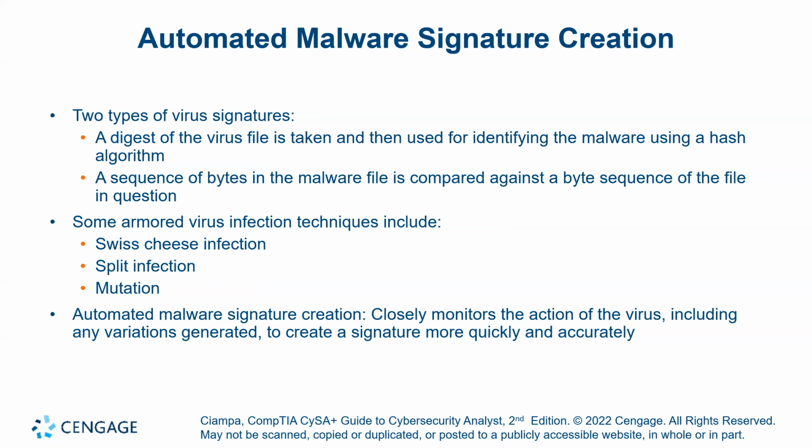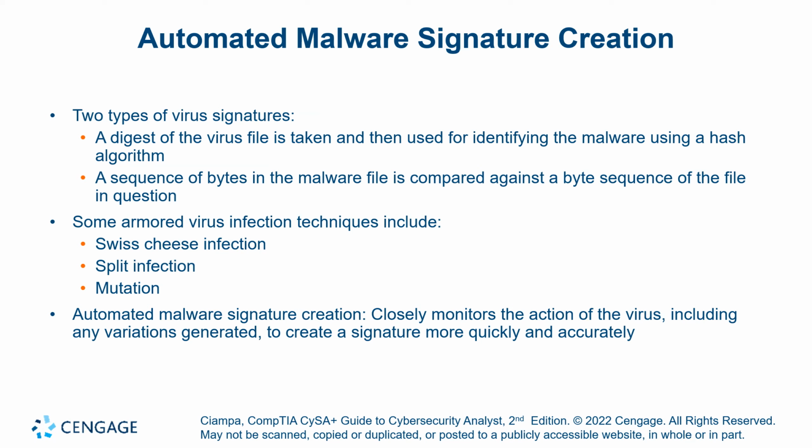Automated malware signature creation. So there are two types of virus signatures. There's a digest of the virus file that is taken and then used for identifying the malware using a hash algorithm. And a sequence of bytes in the malware file is compared against a byte sequence of the file in question. Some armored virus infection techniques include what's called a Swiss cheese infection, a split infection, or a mutation. And those all sound pretty nasty because they are.